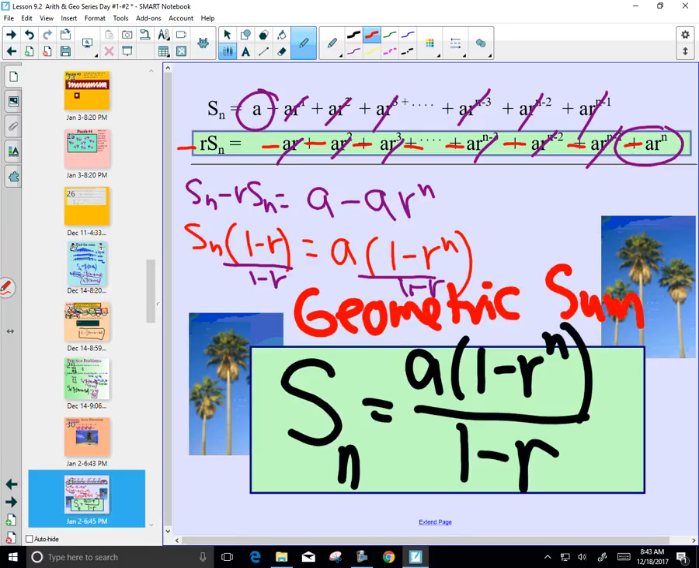Okay? And then the problems we're going to do next are exactly the same. You know a, r, and n. You can find the sum. But that's the formula. I'm going to write that up on the board. Well, I have it already right there.